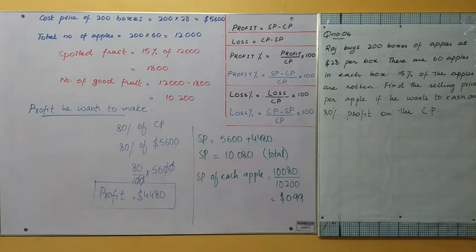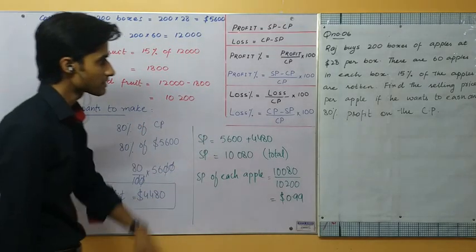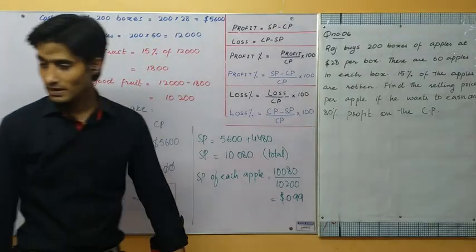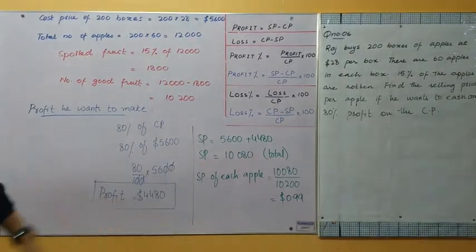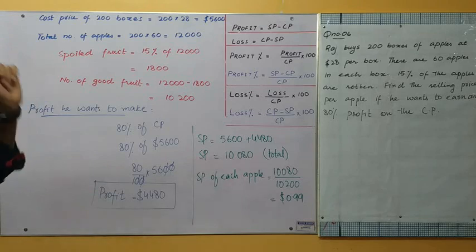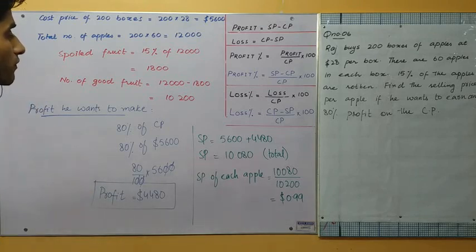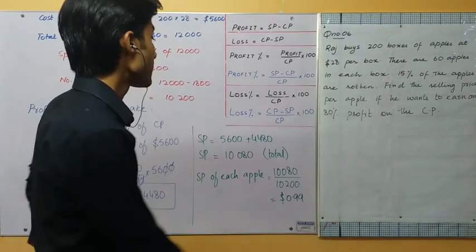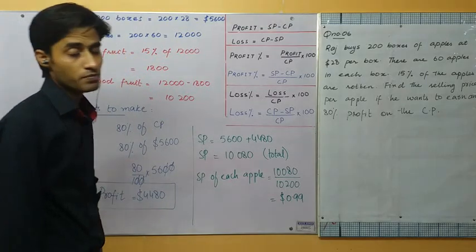The next question, this question I'm discussing. This is the last question that I'm going to discuss. This is question number 6. In this question, there is a man, Raj, who buys 200 boxes of apples at $28 per box. There are 60 apples in each box. 15% of the apples are rotten. Find the selling price per apple if he wants to earn an 80% profit on the cost price.